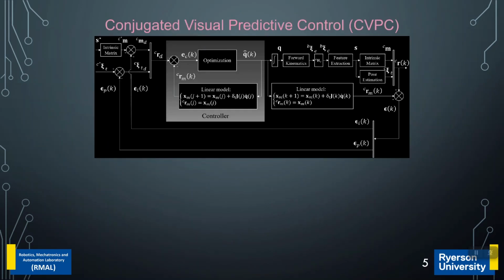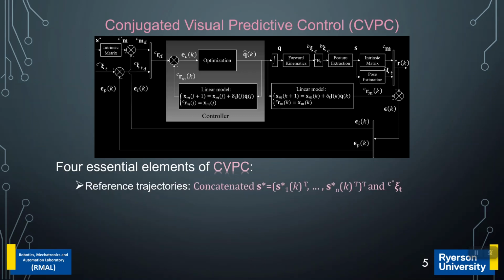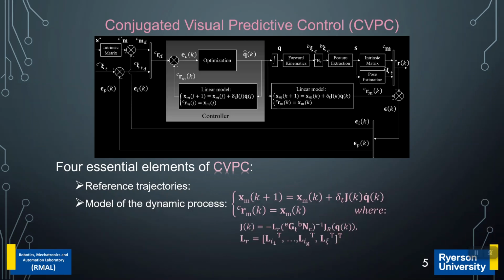Similar to other predictive control methods, the conjugated visual predictive controller has four essential elements. The first one is the reference signals, which are the concatenated reference coordinates of the visual features and the final target pose expressed in the camera frame. The second one is a linear predictive model of the dynamic process, as shown in the figure.